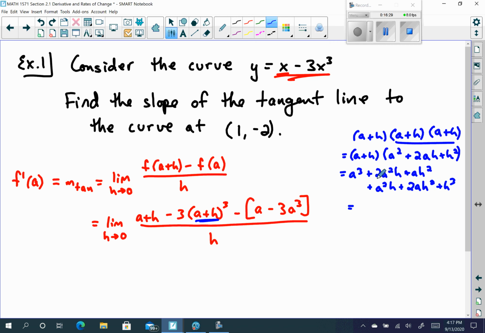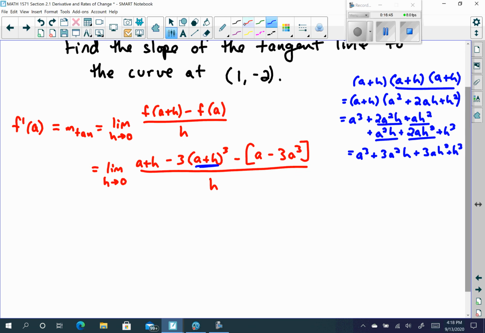So combining like terms, I have a 2a squared h plus a 1a squared h, so I get a cubed plus 3a squared h. Then I have an ah squared plus 2ah squared, so plus 3ah squared, then plus h cubed. So that's what I need to write out here. All right, so we'll have limit as h approaches 0. We have a plus h. Still leave this minus 3, so what I just found I'm putting in brackets: a cubed plus 3a squared h plus 3ah squared plus h cubed.